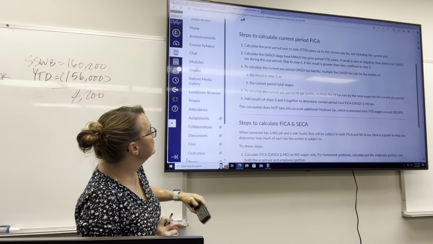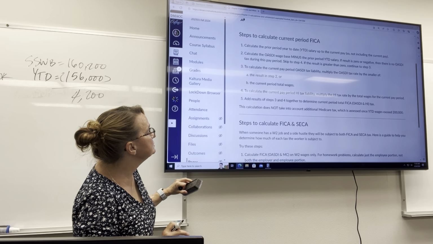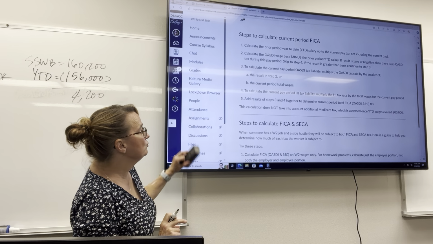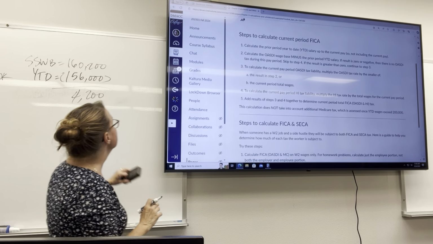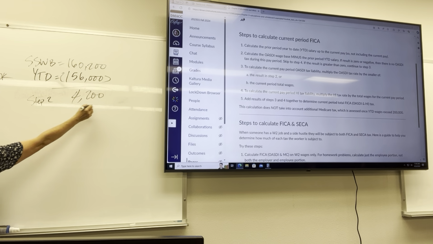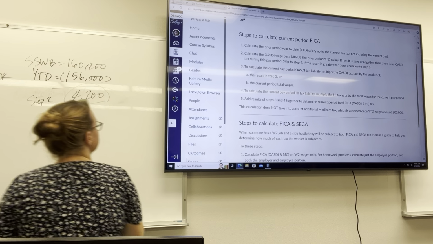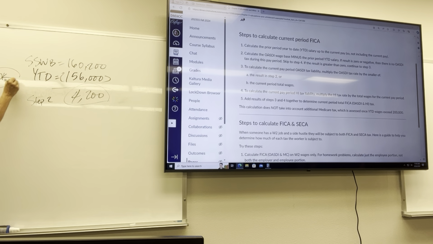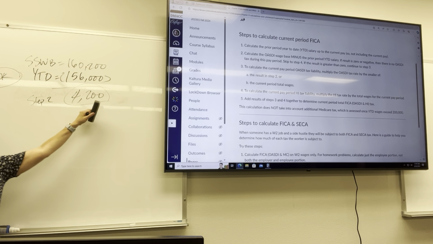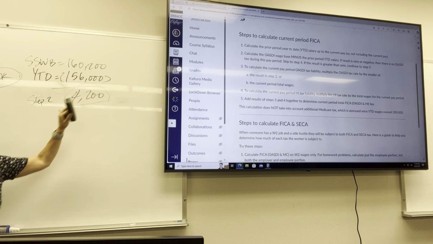To calculate the current pay period OASDI tax liability, multiply the OASDI tax rate by the smaller of the result in step 2, 4,200, or the current period total wages. In this case, the smaller of those is 4,200. And you can logically think this through, right?